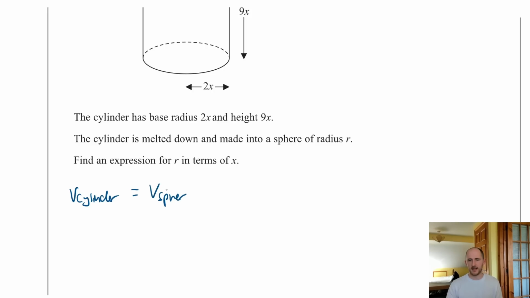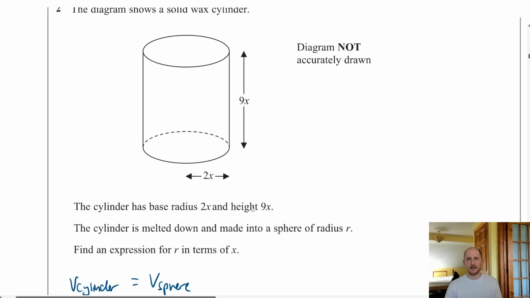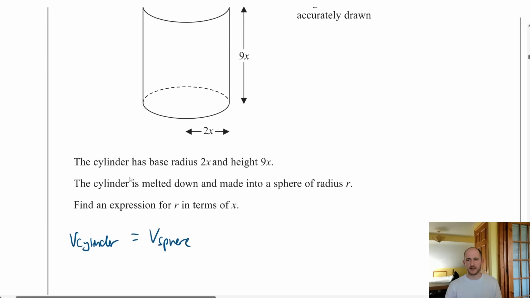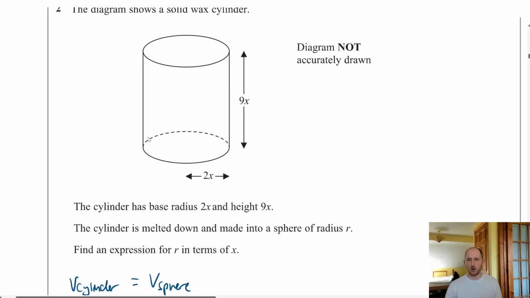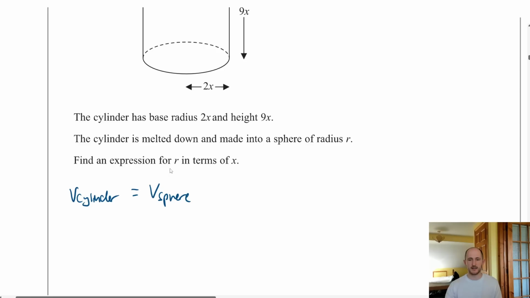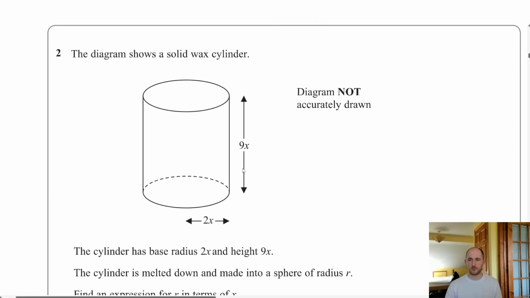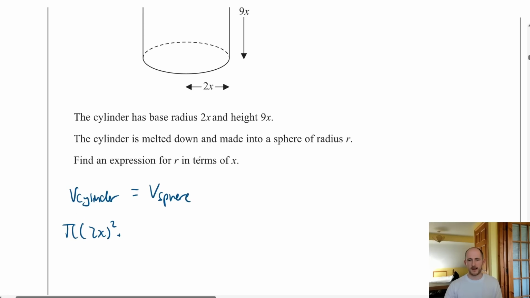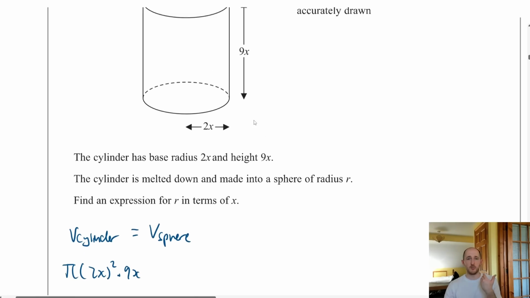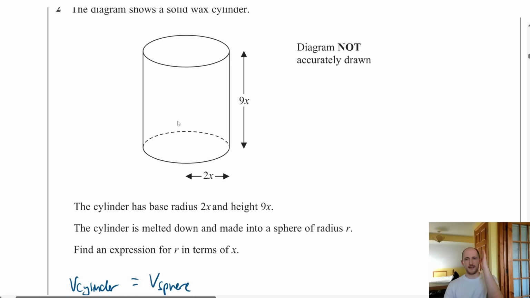You get these equations in your formula booklet, but the volume of a cylinder is simply the area of the front face, so it could be the top or the bottom, doesn't matter, which is pi r squared. So pi times 2x squared multiplied by its length, which is 9x. Again, the volume of a cylinder is the exact same as the volume of a prism. So you're looking at the area of its face, whatever its front face is, times by how long the object is. So that works for literally any shaped prism.